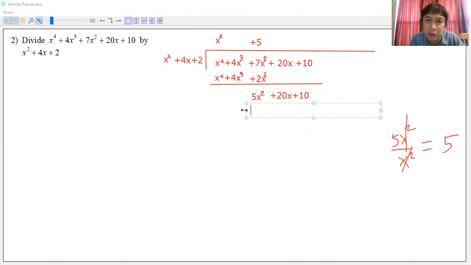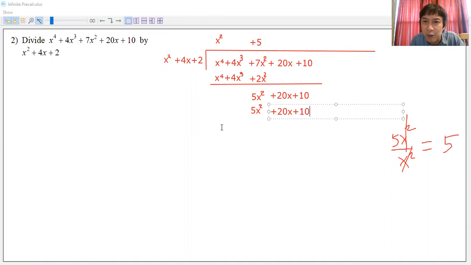x squared. So over here, 5x squared, and then we have 5 times 4x. That's a 20x. We can type that. So that'll be plus 20x and then plus 10.